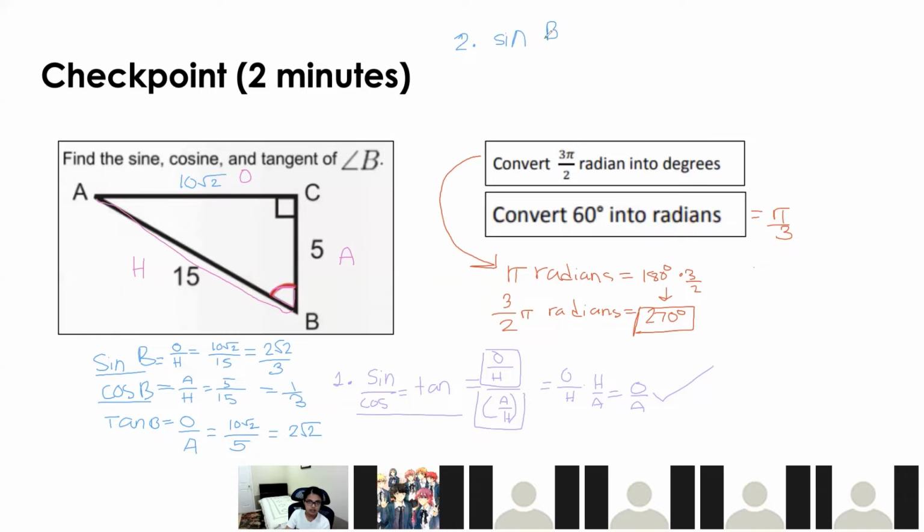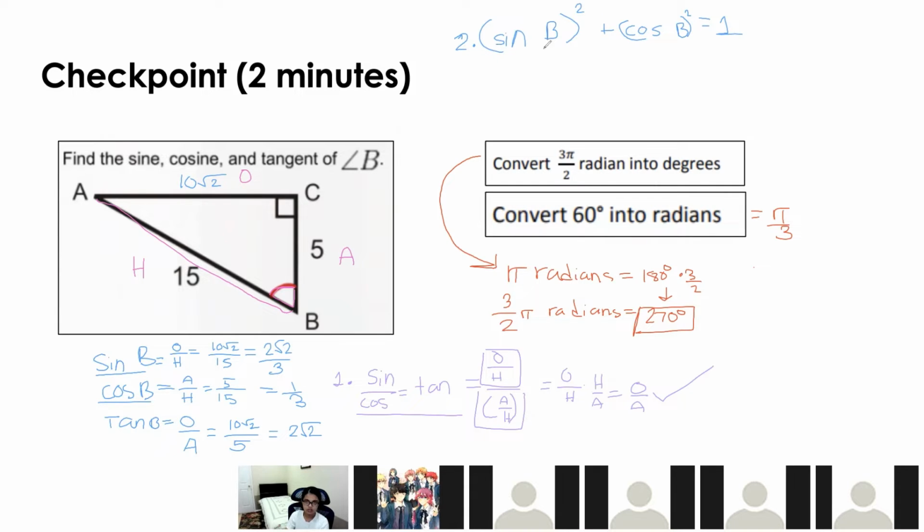Sine of B squared plus cosine of B squared is 1. No matter what B is, it can be 100, 50, 30, anything. This is always going to be true. So over here, if we look at it, it's just 8/9 plus 1/9, which is obviously 1.